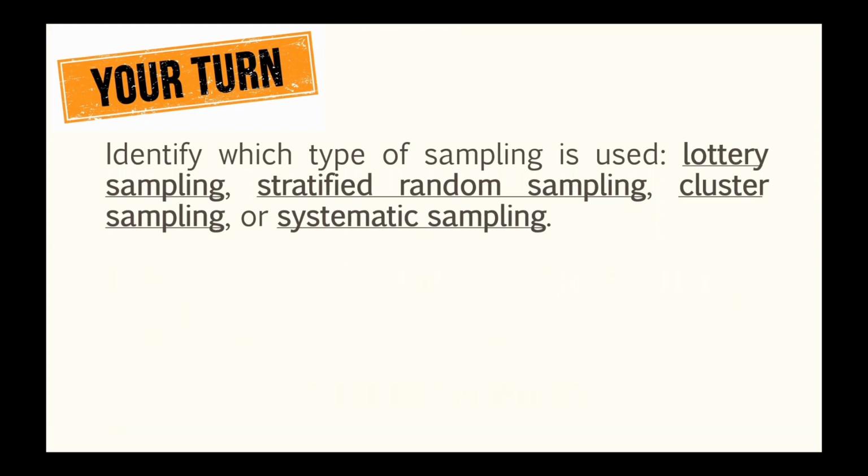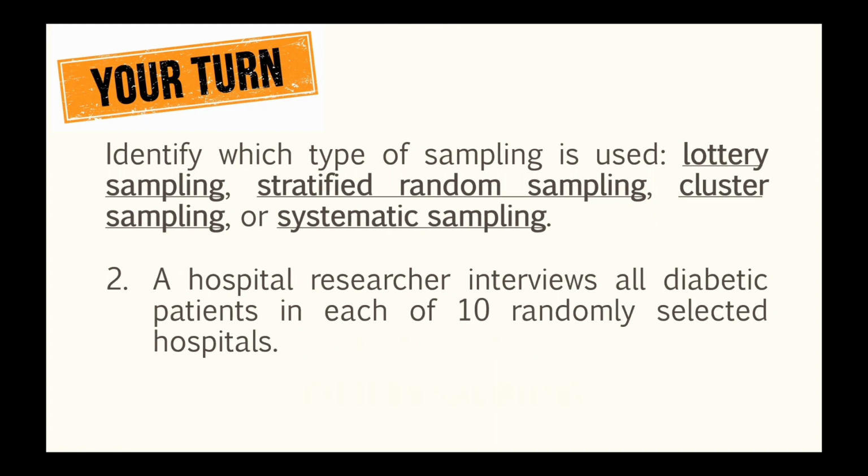Number 2, a hospital researcher interviews all diabetic patients in each of 10 randomly selected hospitals. So in number 2, there are 10 selected hospitals and all the patients in those hospitals are interviewed. So what type of sampling technique is this? Number 2 is cluster sampling.